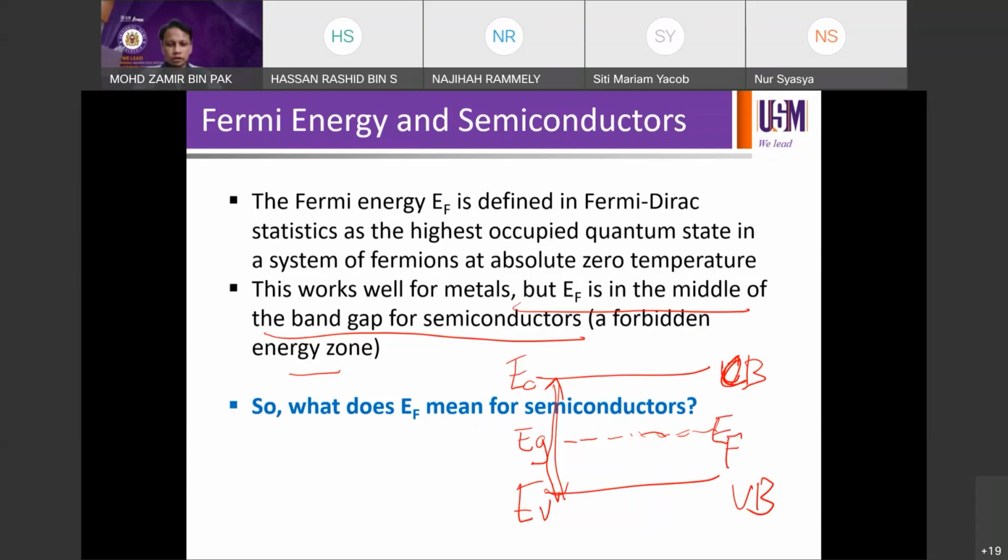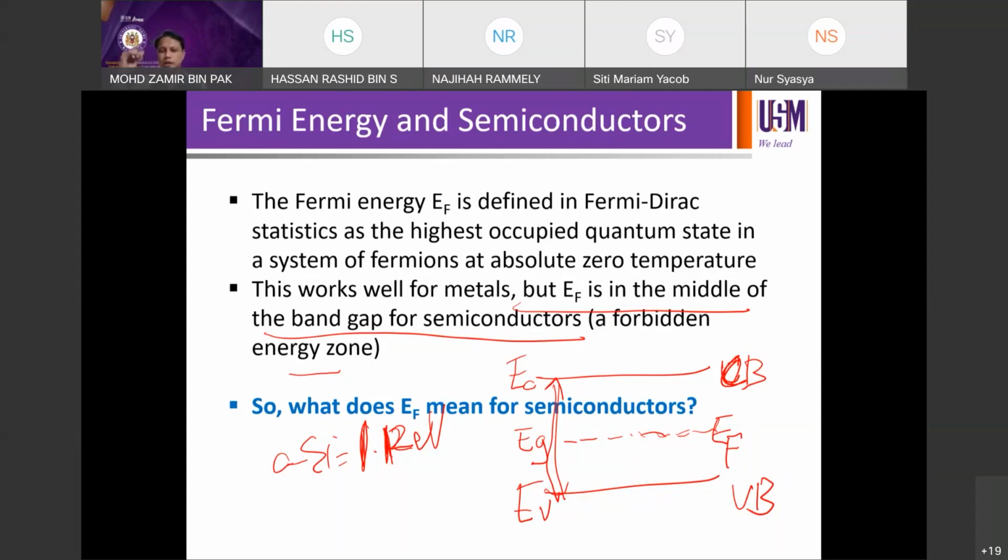So if you're talking about 1.12 electron volt for crystalline silicon, what is the value of EF? Anyone? It lies exactly in the middle of the band gap. So what is the value of EF? Can you do some simple math? Right? 0.56, 1.12 divided by 2, half the forbidden gap.